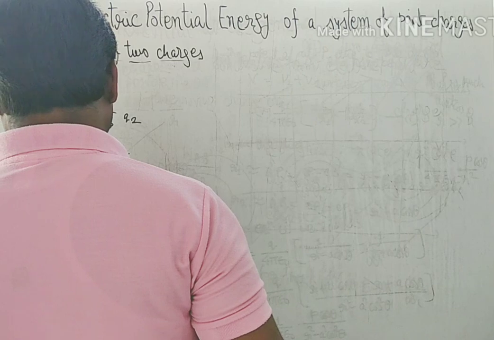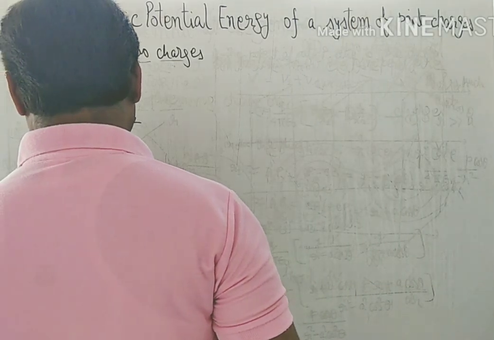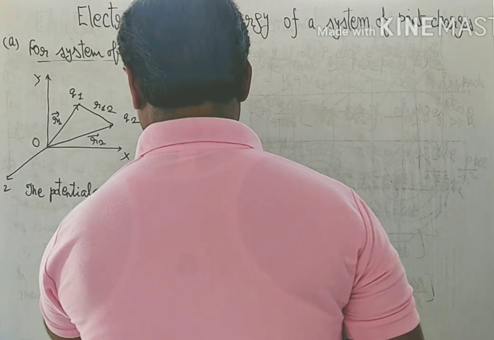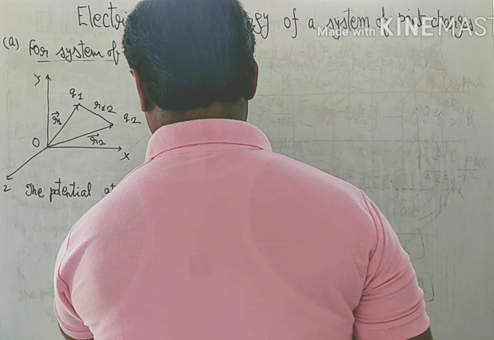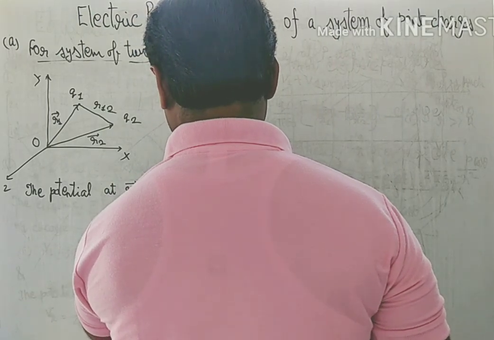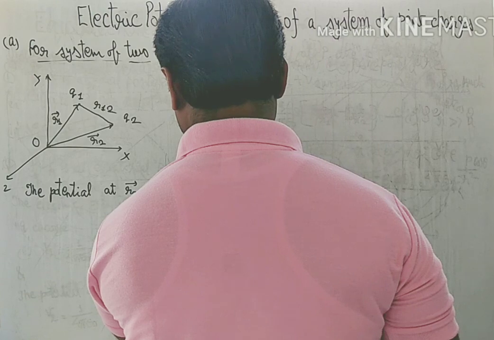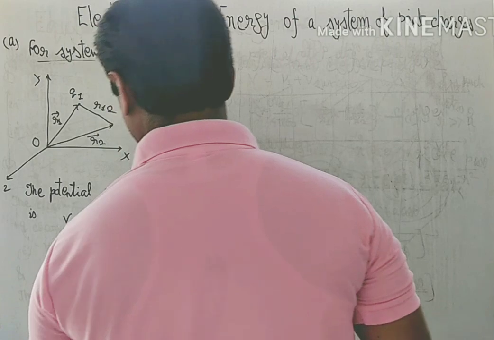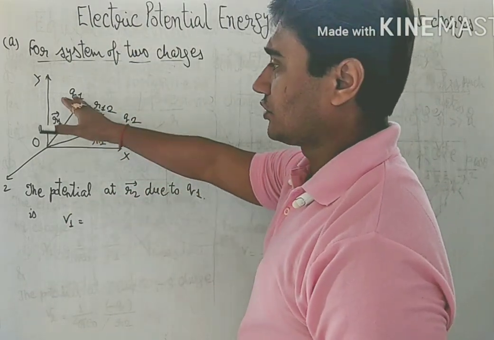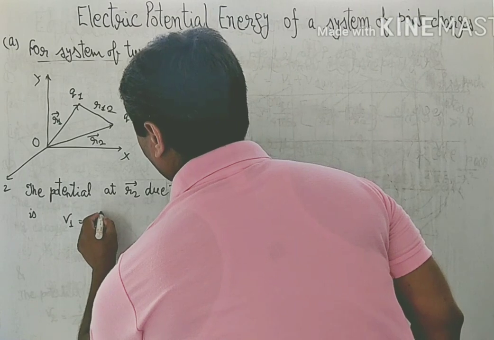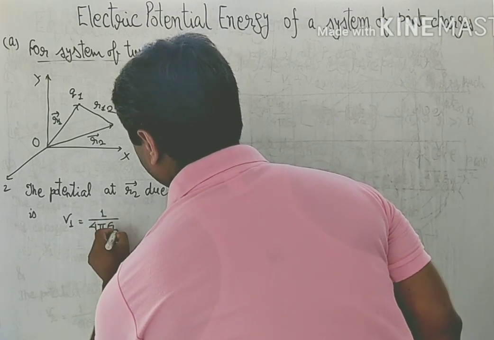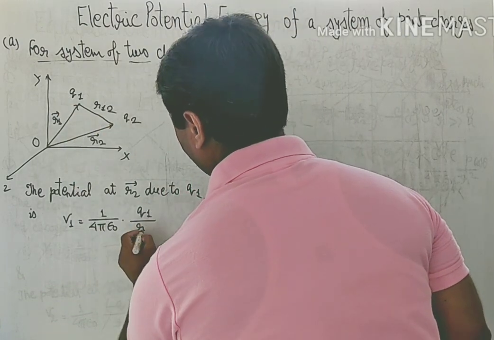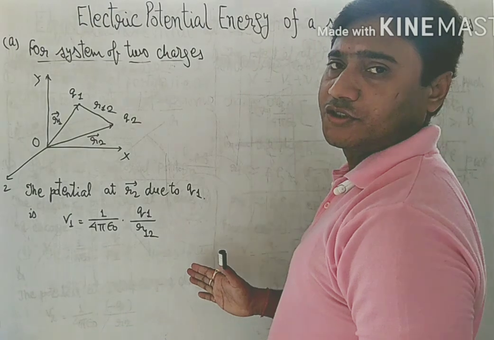The electrostatic potential at position r2 due to this q1 charge is V1 equal to, how do we write electrostatic potential? Charge upon distance, along with a constant multiple, 1 upon 4 pi epsilon naught, q1 upon distance, which is r12. So this is the potential.